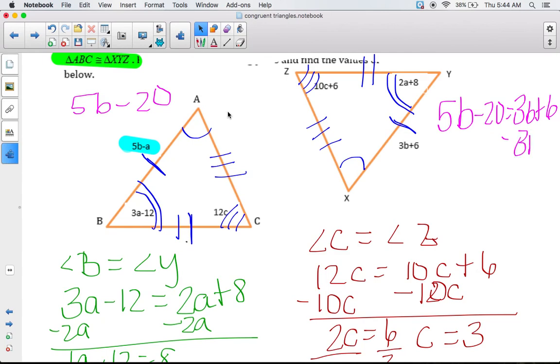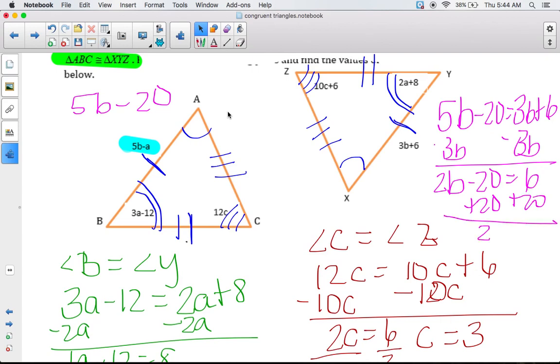Subtract 3B, 2B minus 20 equals 6. Add 20, 2B equals 26. When you divide by 2, B is equal to 13.